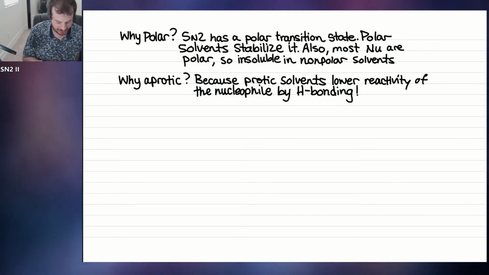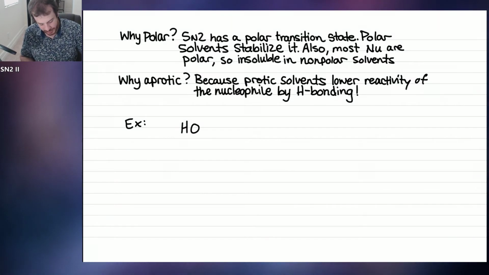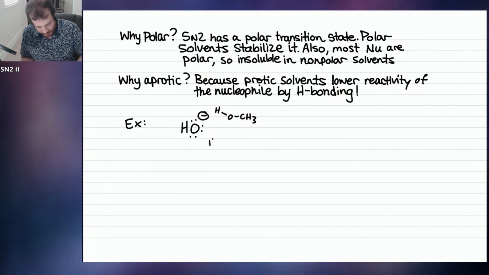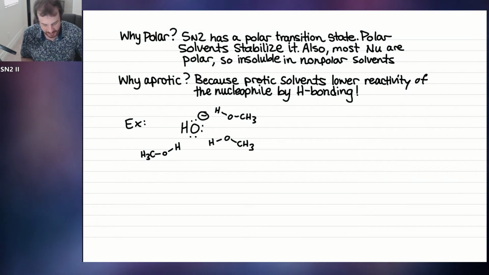Let me just draw a little picture to illustrate this. Let's say we're doing an Sn2 reaction and our nucleophile is hydroxide, a very potent and strong nucleophile, OH-. Now, if you put the OH- in a protic solvent, something like methanol, for example, I'll just draw little methanol molecules around it. The methanol molecules are going to gather around and be like, oh, hello, Mr. Nucleophile. Look what we have, hydrogen bonds for you.